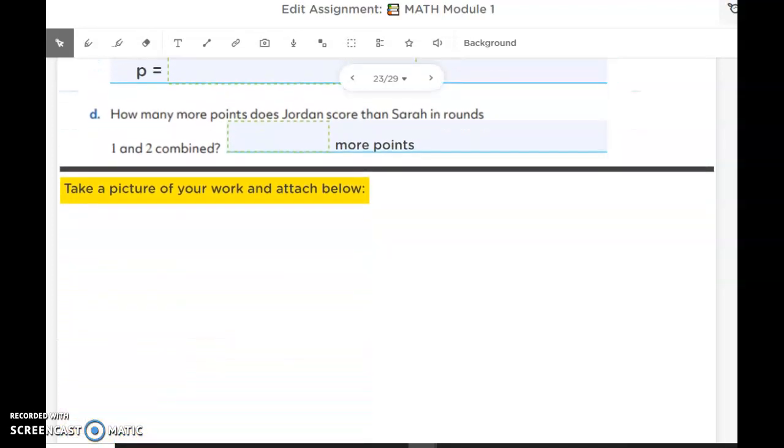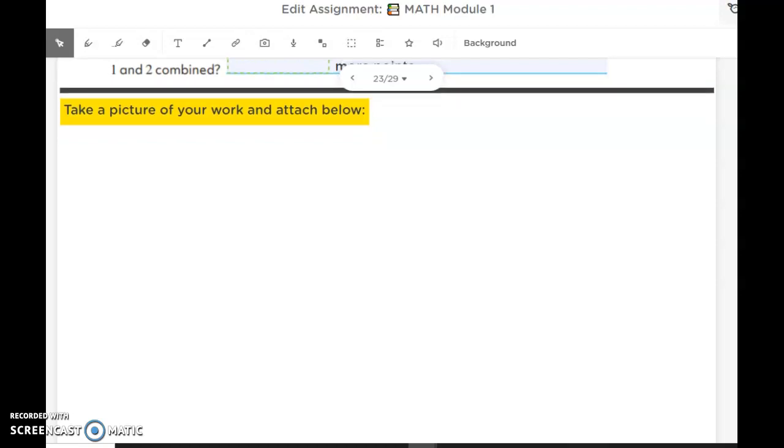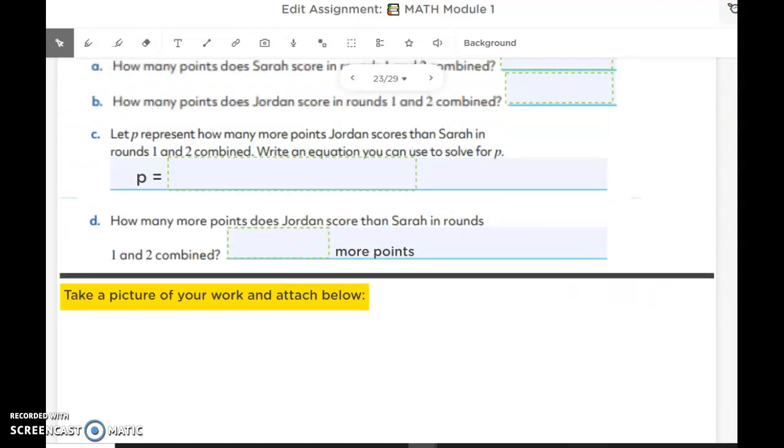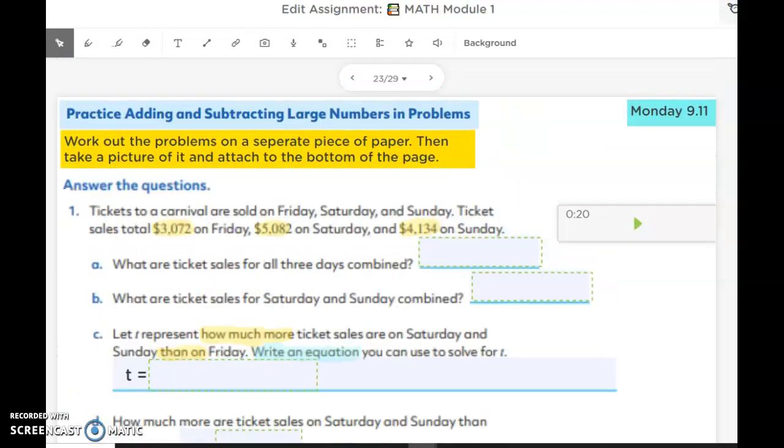The very bottom, once you've worked all that out onto a separate piece of paper, you're going to take a picture and put it there below the problems. Make sure that I can see it. If you need to resize it to make it smaller or bigger, please do that. So I'm looking not only for the answers, but I am looking for your work as well.